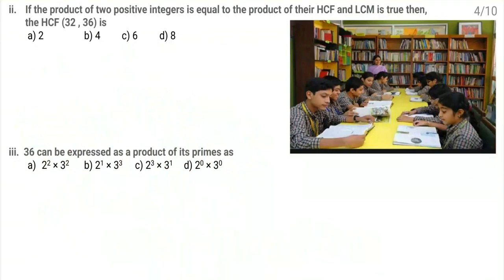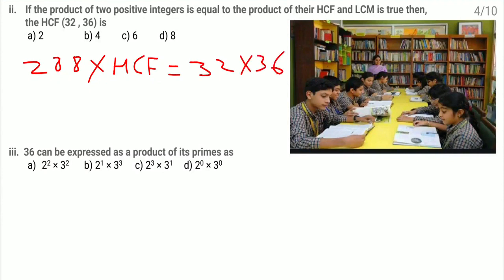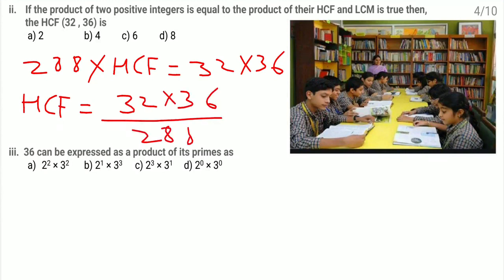Come to the next question. If the product of 2 positive integers is equal to the product of their HCF and LCM is true, then find HCF. We have this formula, HCF into LCM, which is equal to product of 2 numbers. So already we know LCM, which is 288. In the previous question we have solved. So 288 into HCF is equal to product of 2 numbers, that means 32 into 36. So here HCF is equal to 32 into 36 divided by 288.